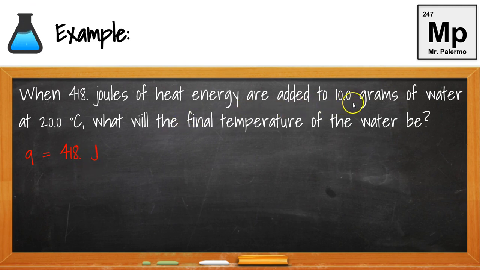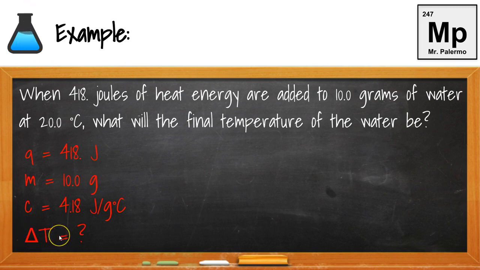Next thing we have is 10 grams, our mass. It says water, so we have specific heat from table B, which is 4.18 joules per gram degrees Celsius. What we don't have is the change in temperature. It says that we're adding heat energy to water starting at 20 degrees Celsius. We want to know where does it end up. So we first need to solve for our delta T, our change in temperature.